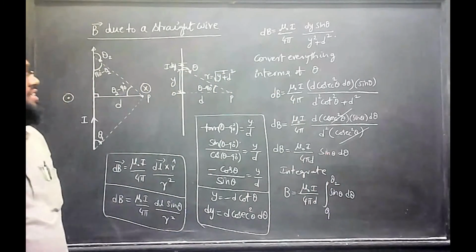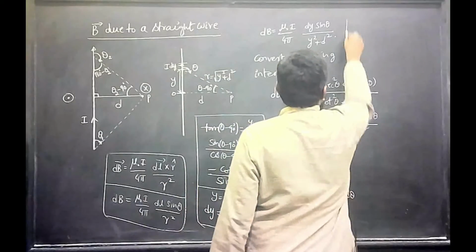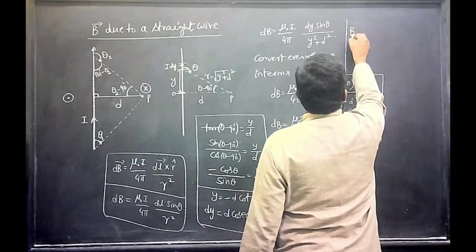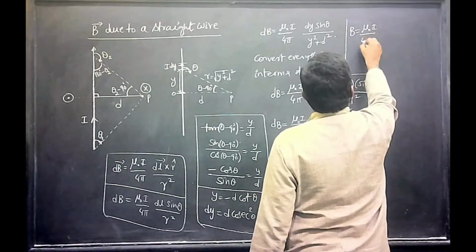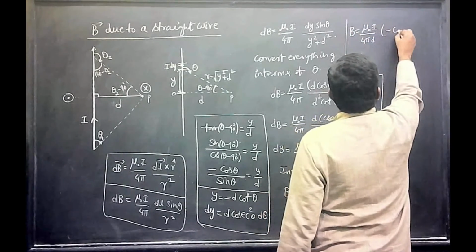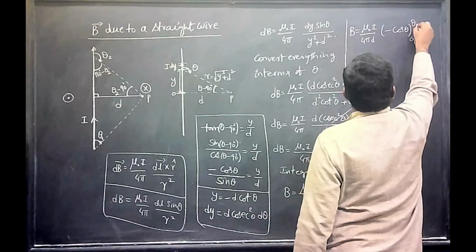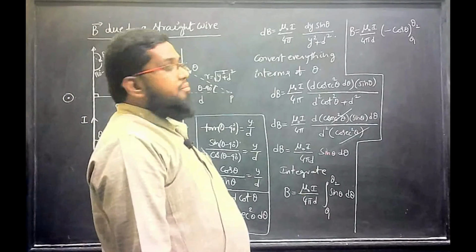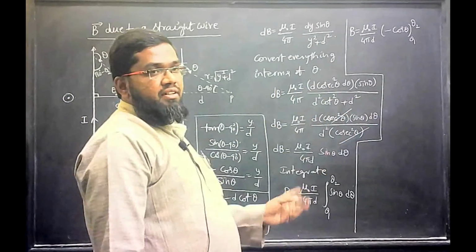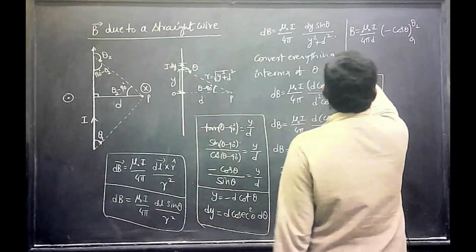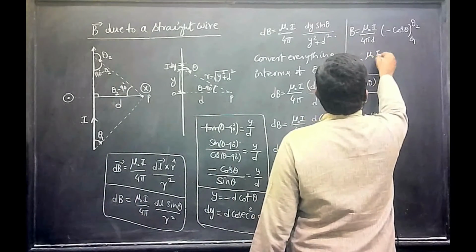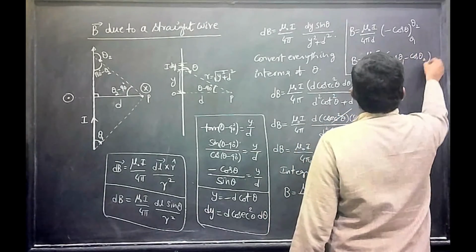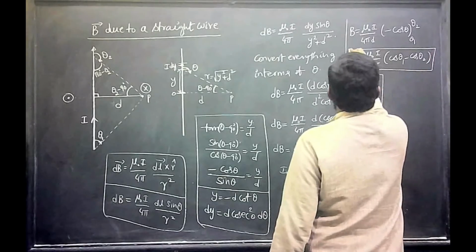The integration of sin theta is minus cos theta. So B is equal to mu naught I by 4 pi d, minus cos theta, lower limit theta 1 and upper limit theta 2. If I substitute the upper and lower limits, minus cos theta 2 minus cos theta 1, that is cos theta 1 minus cos theta 2. So B is equal to mu naught I by 4 pi d, cos theta 1 minus cos theta 2. This is the formula we must remember.